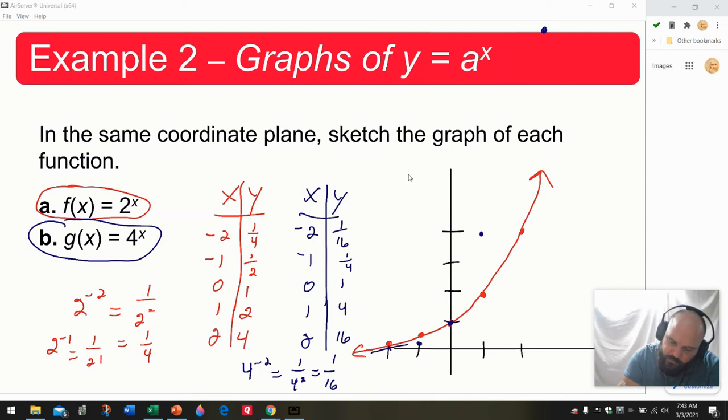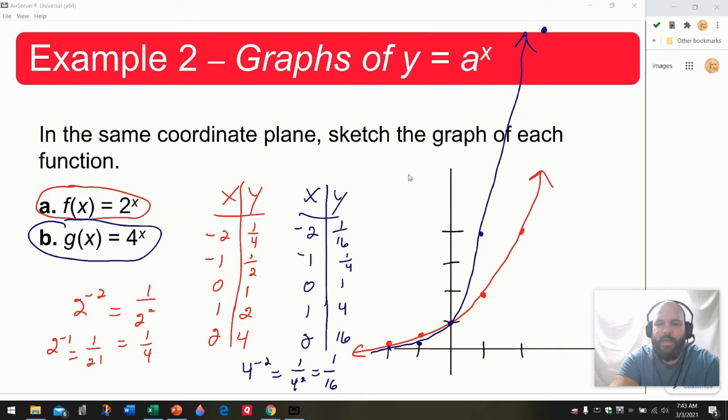So you can see this stays flatter for a little bit, and then it kind of goes through the same point and then shoots up a lot faster. That's what the graph of 4 to the x is going to look like. So there's a comparison between the two.